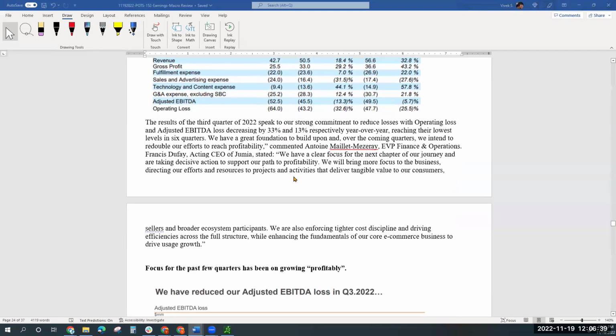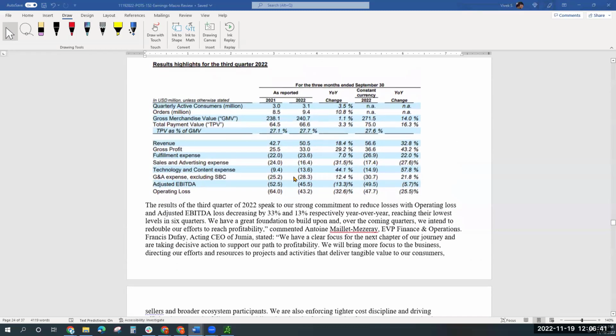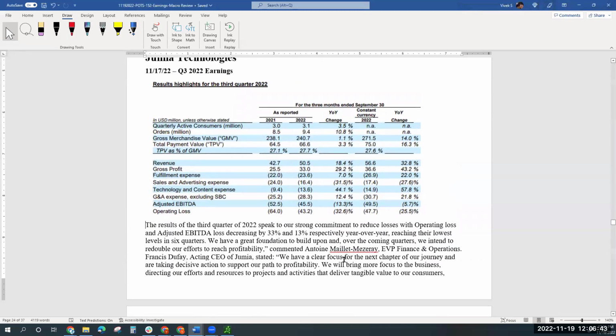So let's jump into the earnings of Jumia. Does anyone hold Jumia in this group? Then I can skip it. Okay, Ramesh says it did. Okay, then I'll skip this one.